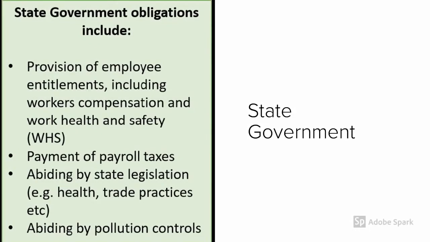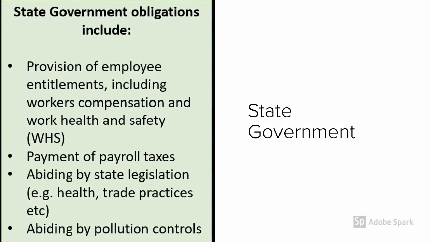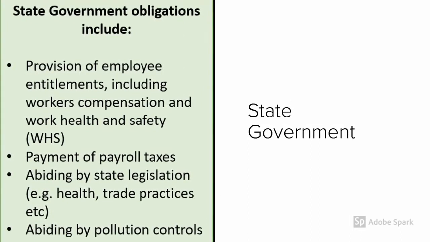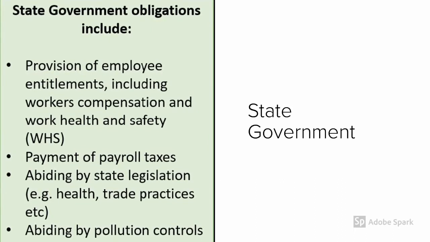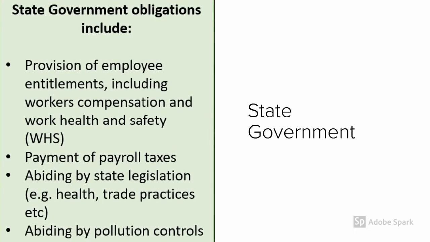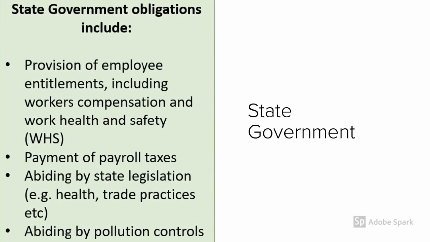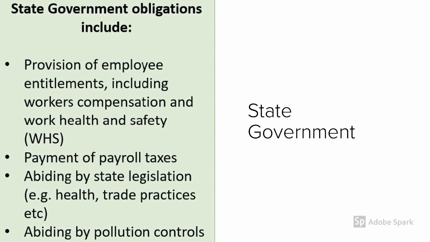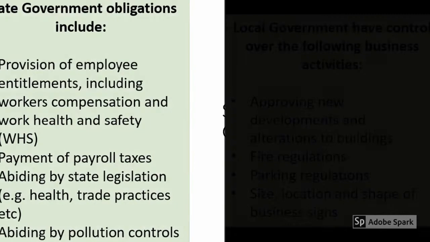Here are some examples of state government obligations. These include the provision of employee entitlements, including workers' compensation and work health and safety, the payment of payroll taxes, abiding by state legislation, for example, in terms of health and trade practices, and abiding by pollution controls.